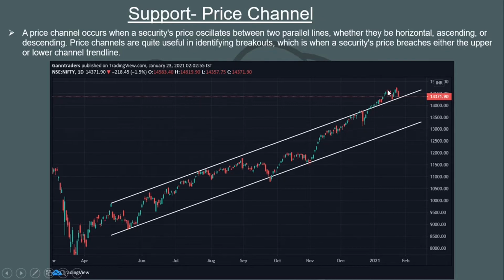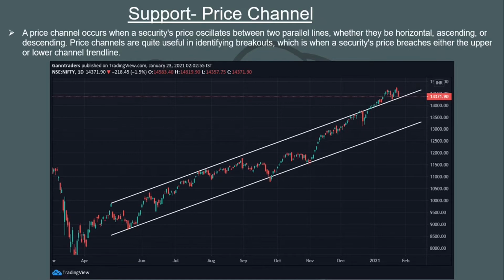and there was a small downside and it took the rising trend line of the channel and moved up. Again it came down and it is just above the rising trend line. We should watch whether it is getting into the channel or again taking the support and moving to 15,000 or not. So let's see what will happen.